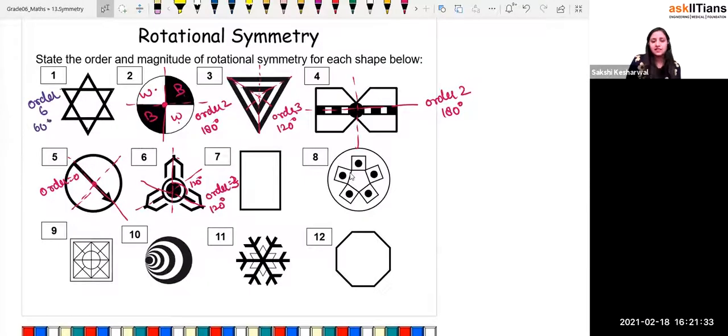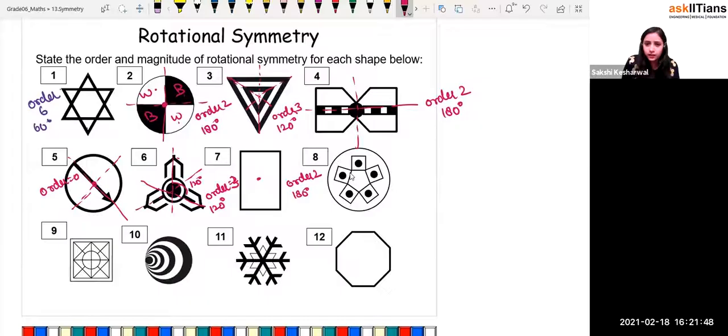The order is 3, and the angle will be what, beta? 120. Now this is basically a rectangle. So for the rectangle, if you're rotating from over here, the order is what, beta? 2. We have already done this, and the magnitude of rotation symmetry will be what, beta? 180 degrees.